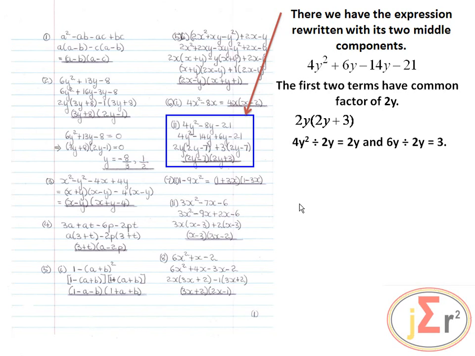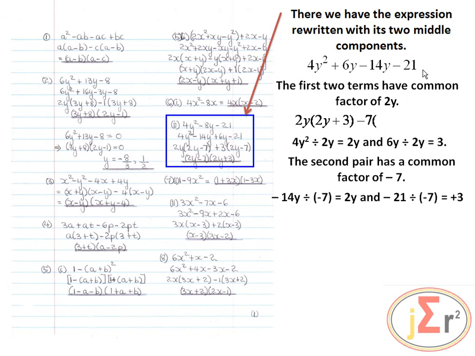2y plus 3. And the second pair has a common factor of negative 7. We always use the sign that begins the second pair, a negative 7. And of course, the highest common factor of 14 and 21 is 7. And there's no common factor of y because there's no y present right here. So, negative 14y divided by negative 7 is equal to a positive 2y. Negative divided by negative is positive, and a negative 21 divided by a negative 7 is a positive 3.